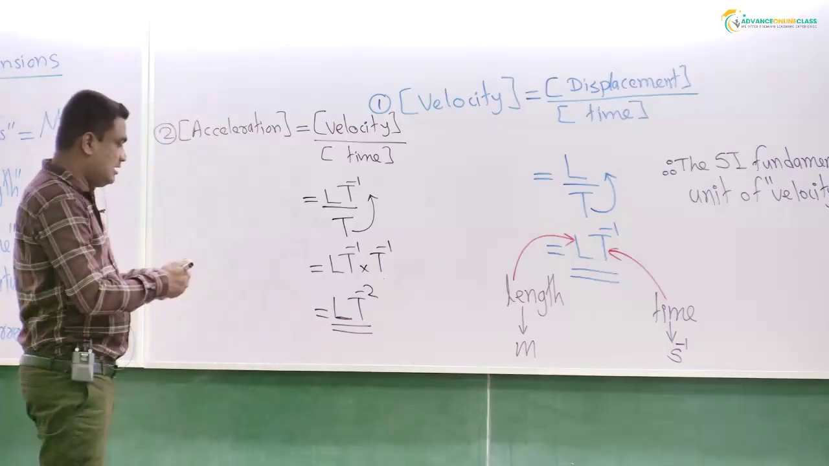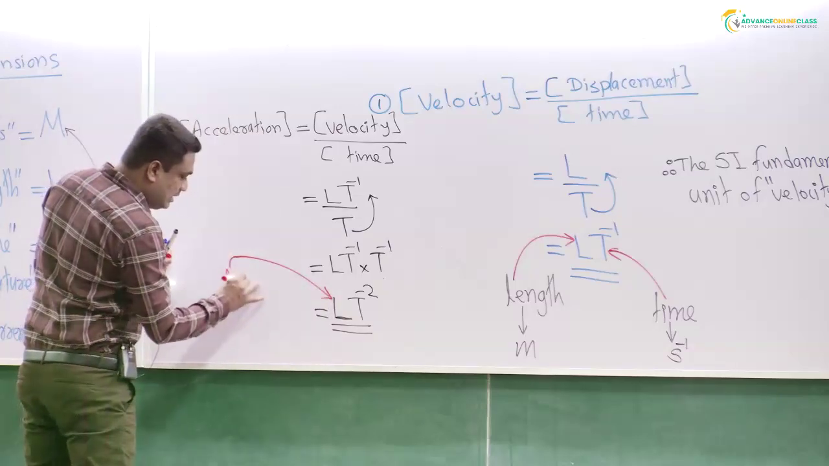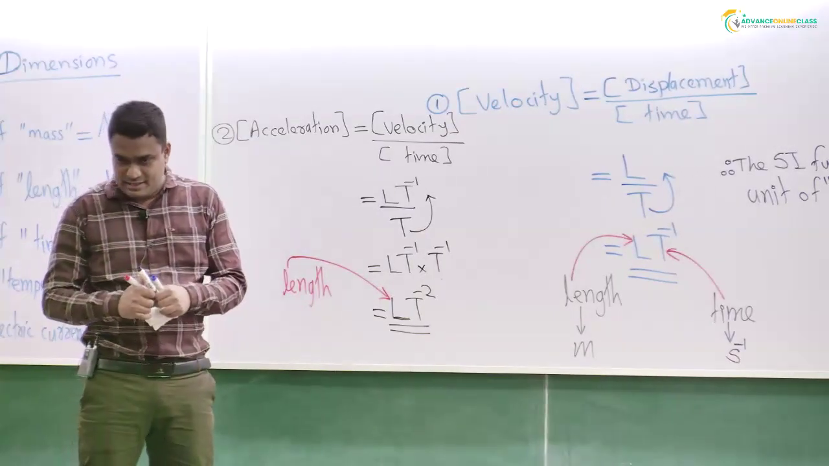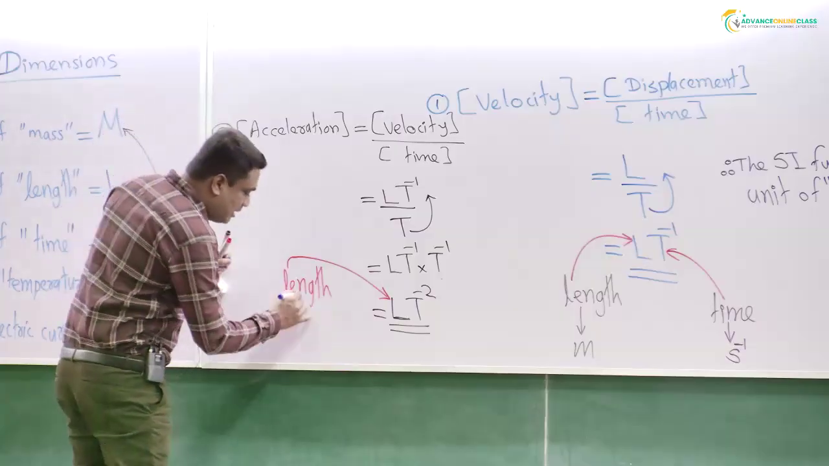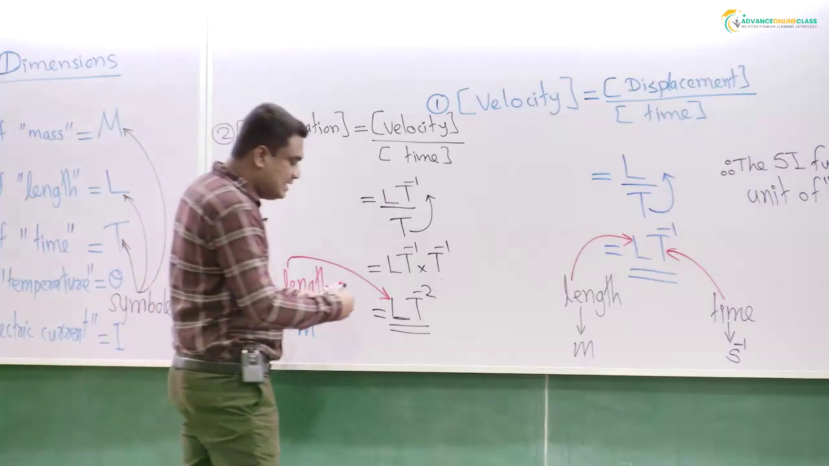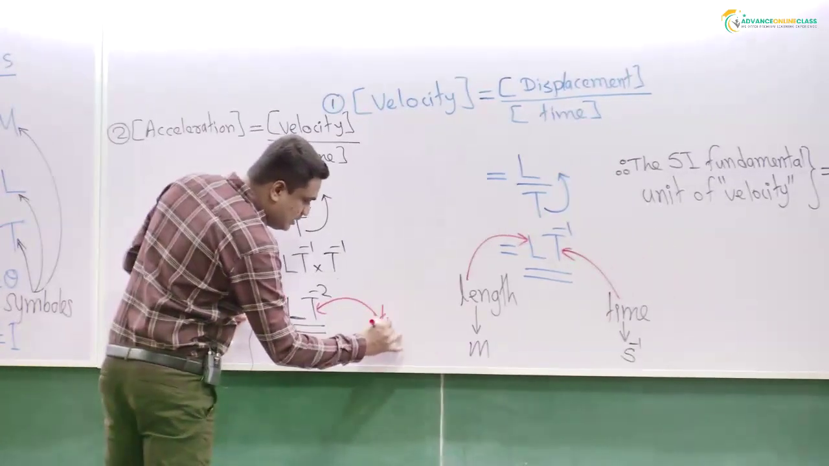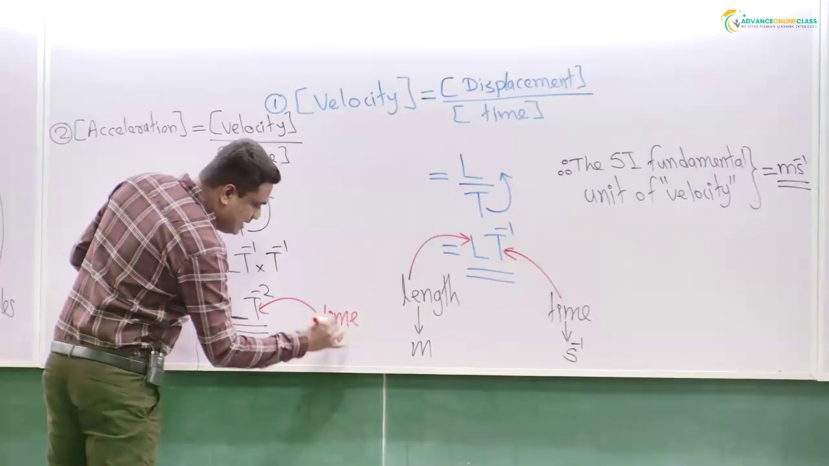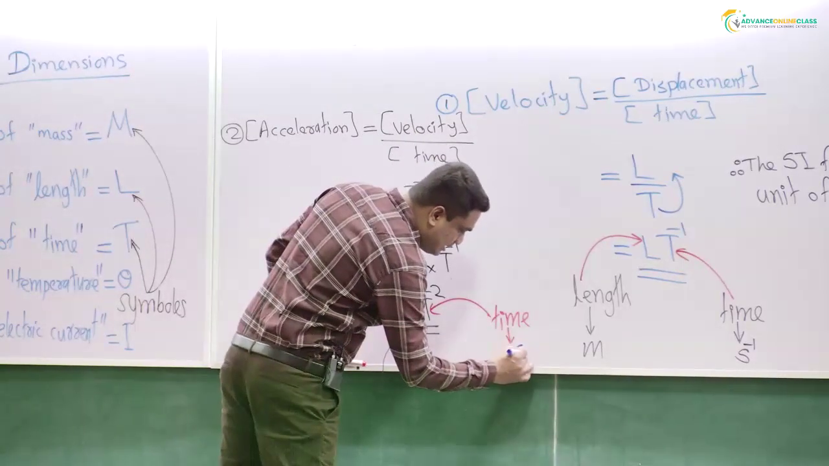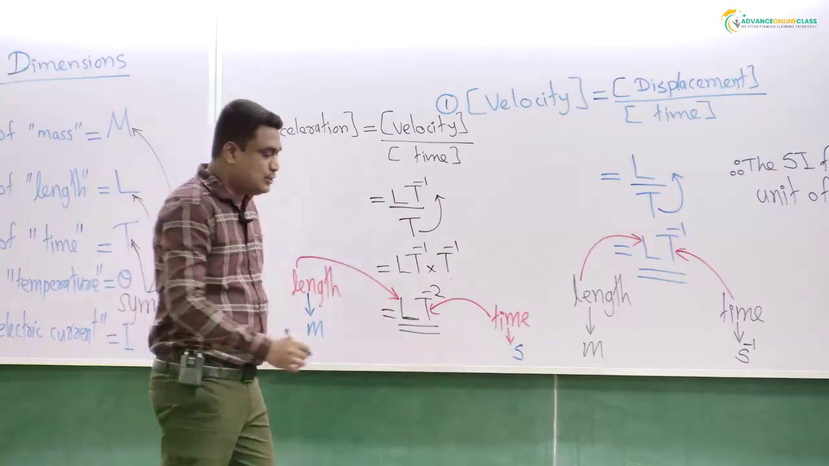Wait. What is L, dear? L is the dimension of length. Am I right, dear? Dimensions of length is capital L. SI unit of length? Meter. Am I right? What is T? What is capital T, dear? Dimensions of time. What is the SI unit of time? Seconds. T to the power minus 2. Therefore, we should write s to the power minus 2.